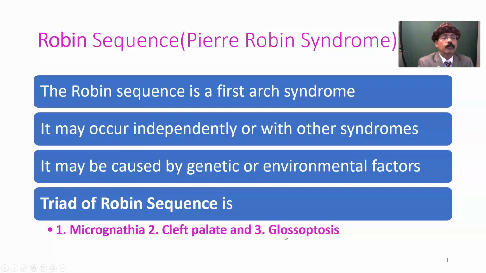Glossoptosis, that means posterior displacement of the tongue. The tongue will be relatively large and it will be displaced posteriorly. So micrognathia, small mandible; a gap in the median line of the palate; and posterior displacement of the tongue. These three form the triad of Robin sequence.